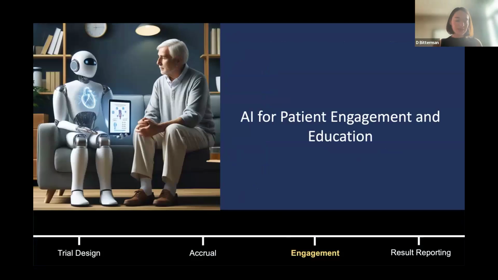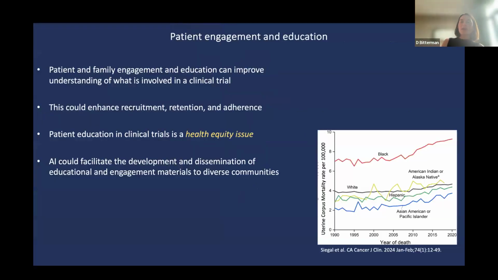Okay, and this is where I start to get very excited about the potential for AI for clinical trials, and that's AI for patient education and engagement. And why is this important? Patient and family engagement and education can improve understanding of what's involved in a clinical trial. And we know this is critical because a lot of patients, even after going through the full informed consent form, do not understand what they are consenting for. And I believe Suba will touch on this in a lot more detail.